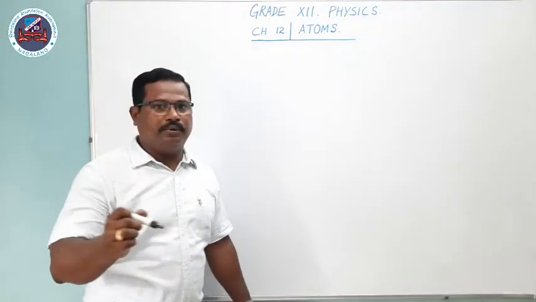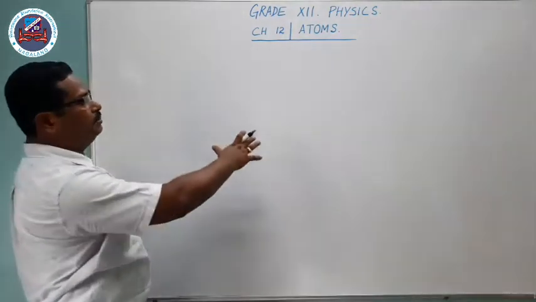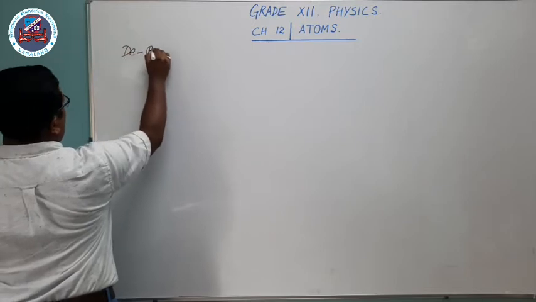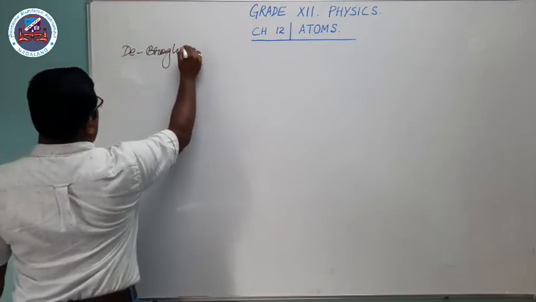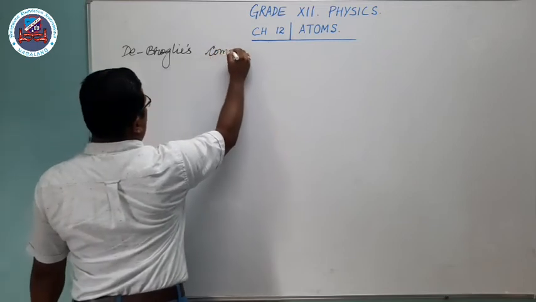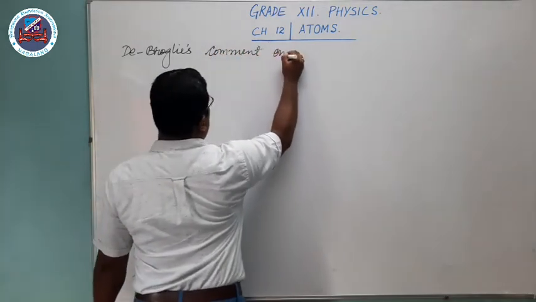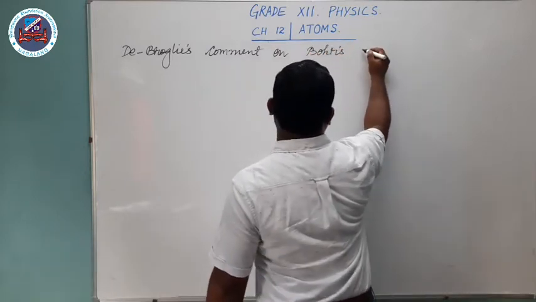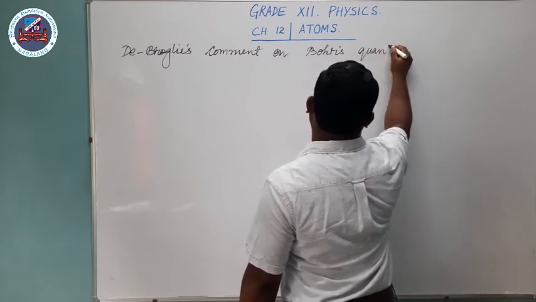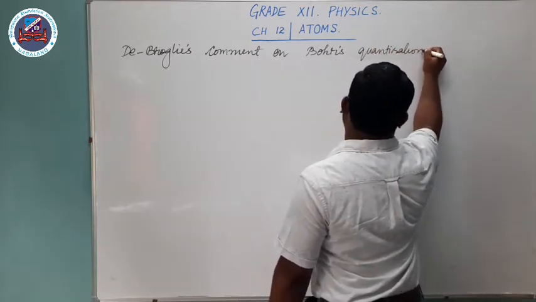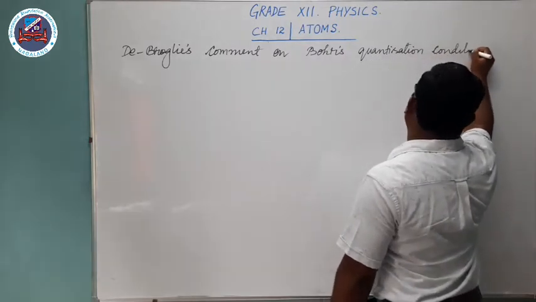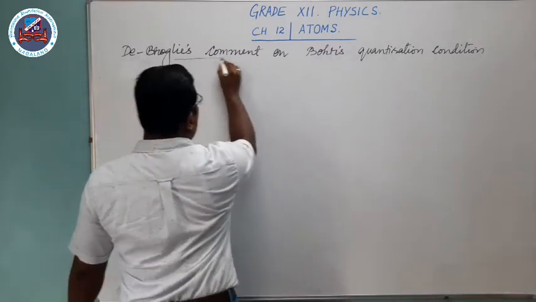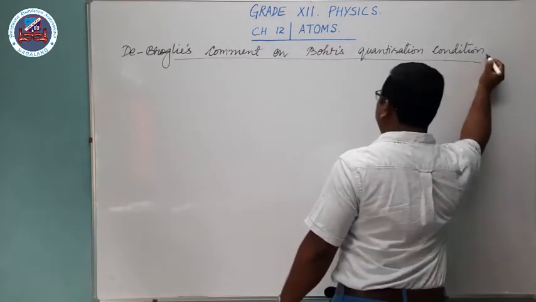Now let us see a very important topic, which has been asked previously in board exams. That is de Broglie's comment on Bohr's quantization condition, that angular momentum is an integral multiple of h by 2 pi. That is your Bohr's quantization condition.